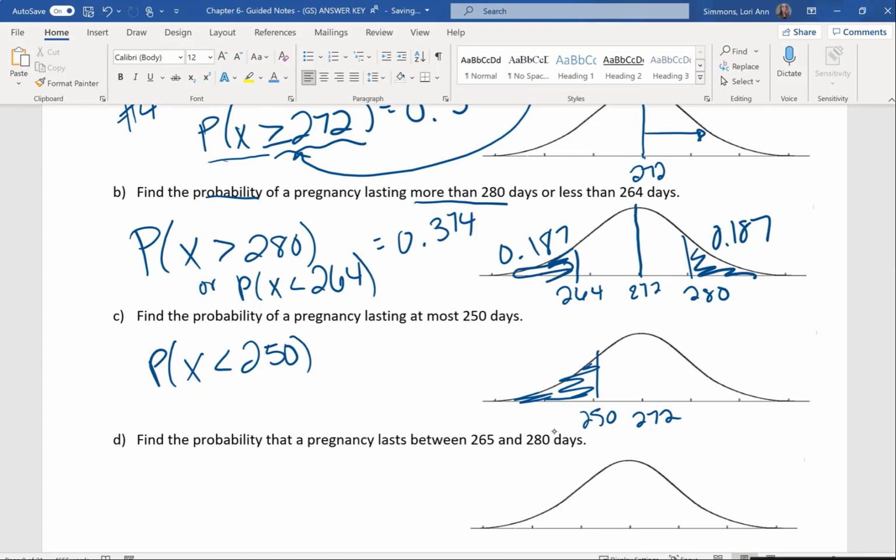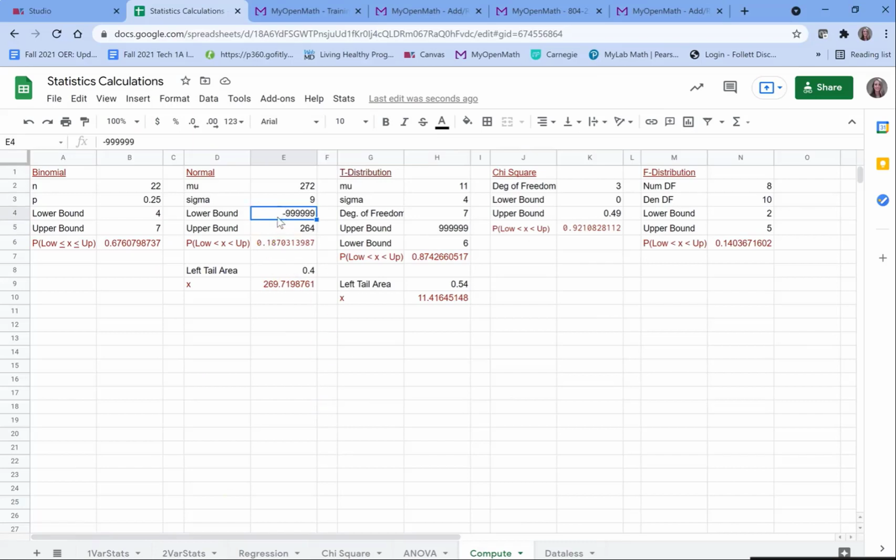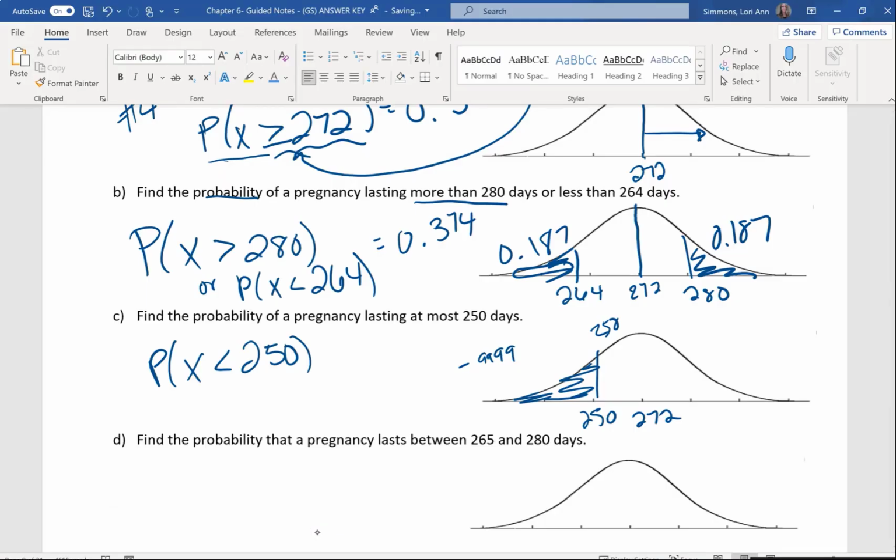Now it doesn't matter if you put the equal to signs here or not, technically, because that doesn't make a difference since this data is continuous. So the upper value would be 250 and -9s. So just change that to 250 for the upper. So 0.007. Obviously, this is not a good drawing. If you actually did the 9 standard deviations out, it'd be way over here.